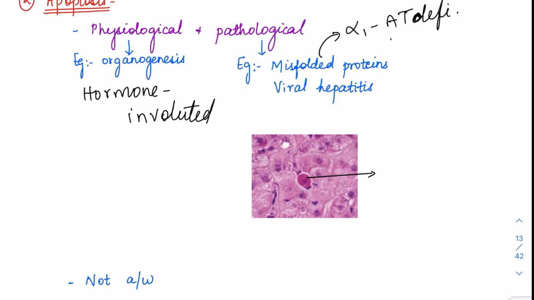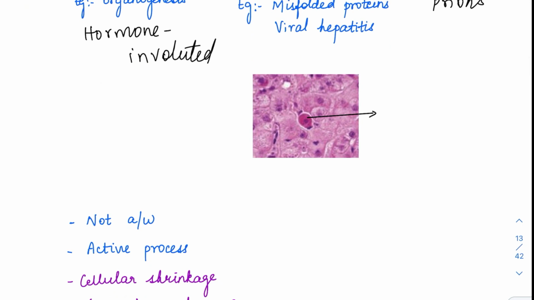So alpha 1 antitrypsin deficiency. Other than that, neurodegenerative diseases like Alzheimer's disease. Then you also have prion disease. So all of these diseases can result in misfolded proteins, resulting in the cell death called apoptosis. Also in viral hepatitis, we can see the apoptosis. So the best example is seen in the hepatitis C virus infection.